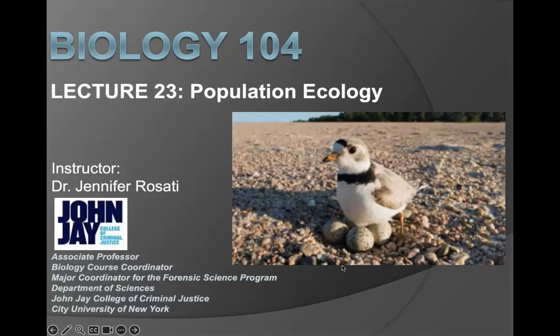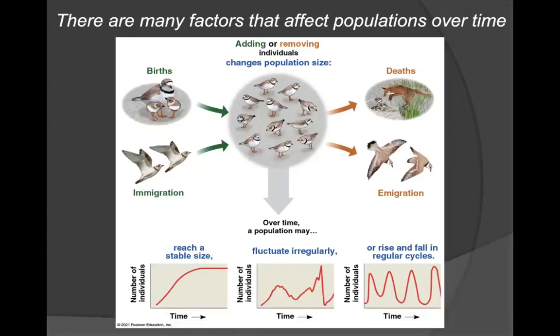Welcome to Lecture 23, where we will go over the important concepts in examining the ecology of populations. There are many factors that can affect populations over time. These include factors such as birth rate and immigration rate, which add individuals to a population, as well as death rate and emigration rates, which will remove individuals from a population. Over time, this may cause a population to reach a stable size, fluctuate, or rise and fall in regular cycles.